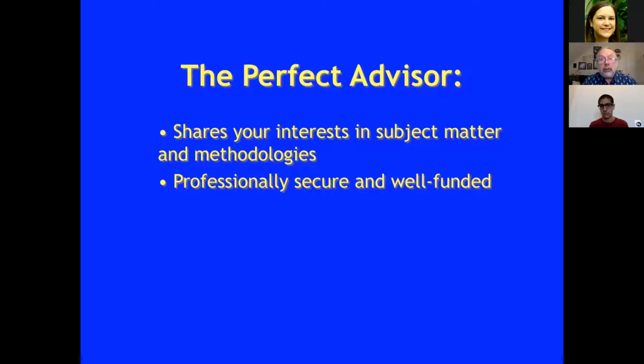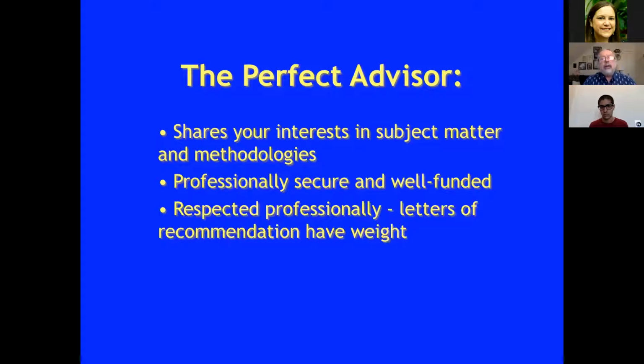Well funded means you don't have to spend 3 years on a teaching assistantship. It means they may have money to send you to do field work in Switzerland instead. You need someone who's professionally respected. In other words, when you complete your graduate degree, you're going to want their letter of recommendation. And if their letter of recommendation doesn't carry weight, then you will have sort of wasted your time.